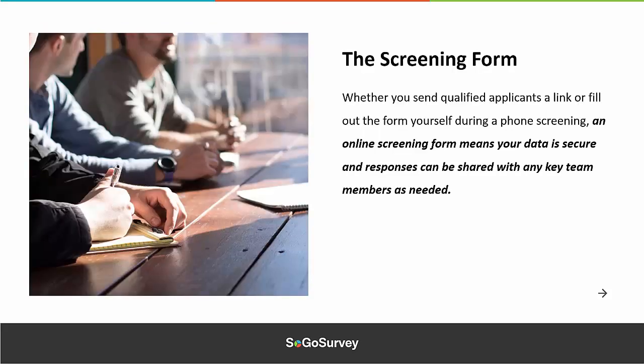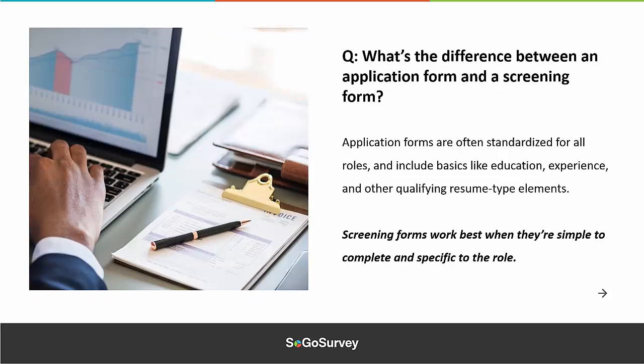So the screening form could happen in a lot of different ways. You could send a link directly to those qualified candidates who've sent in their application forms, or you can call people if you prefer and fill out that form during a phone screening. Really useful, but it also means that you're able to share that data really quickly. So the data itself is secure within, in this case, of course, SoGoSurvey or within your platform, and you can reshare those responses quickly as well. And so it minimizes the number of people who need to be involved in the screening process itself, saving their time for later in the process.